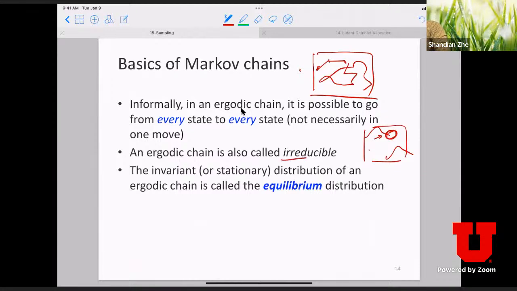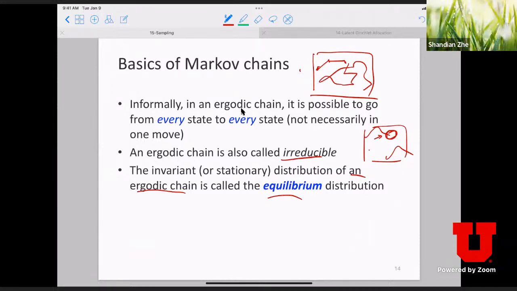So an ergodic chain is also called irreducible. But anyway, those words are not useless, they just give you some names. If we have an ergodic chain, the invariant distribution or stationary distribution it converges to is also called the equilibrium distribution. Those are kind of confusing words used here and there, but every time we say this chain has arrived at the equilibrium distribution, it basically converges to the stationary distribution or invariant distribution, whatever.